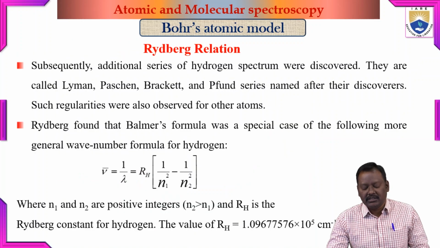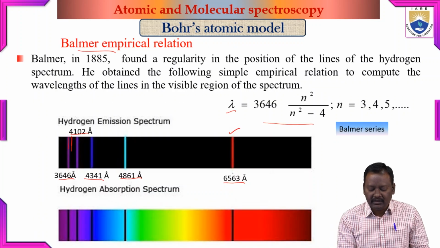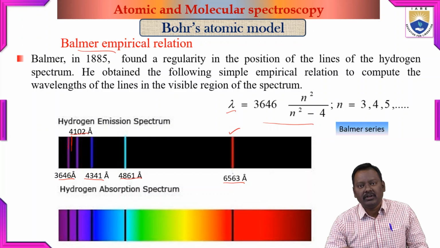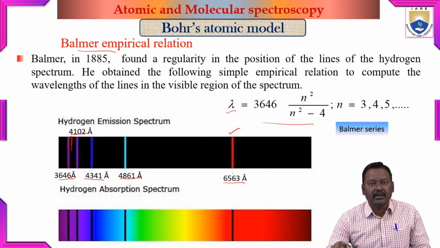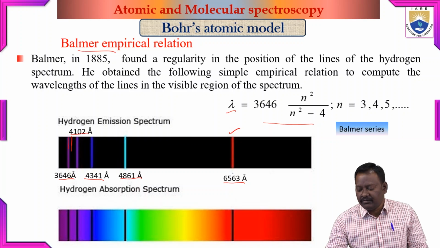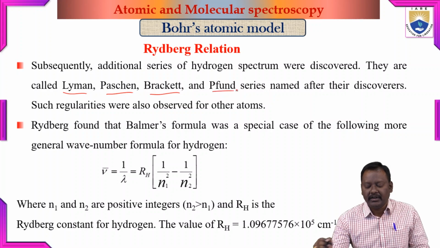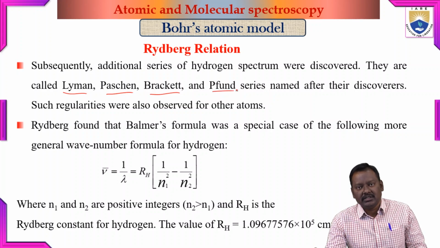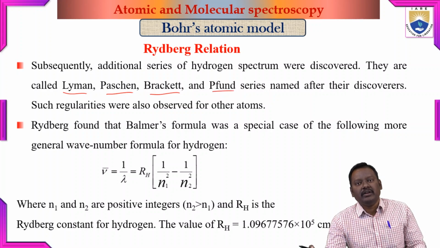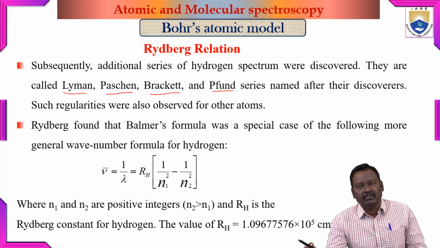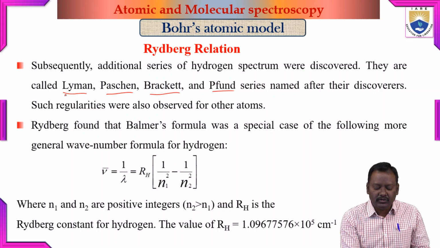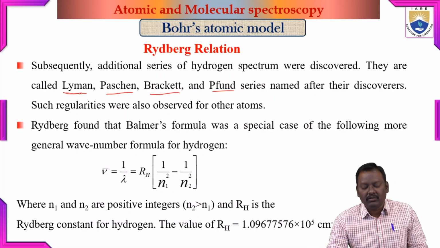Later, other scientists found that these lines are not only in the visible region; there are lines in the IR and UV regions also, which were found by the scientists Lyman, Paschen, Brackett, and Pfund. Those lines also follow a particular order, and those series are named after those scientists.